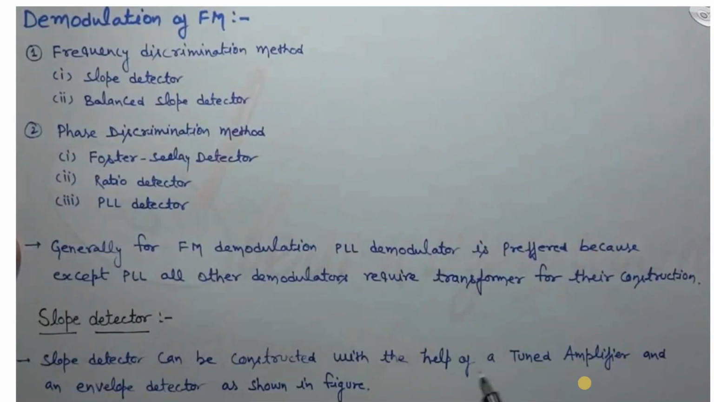The demodulation of FM. Here we have two ways to demodulate FM: the frequency discrimination method, that is one way.